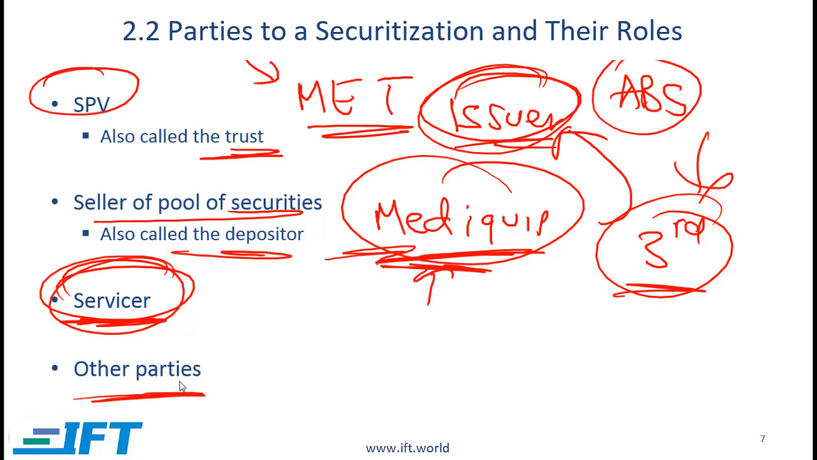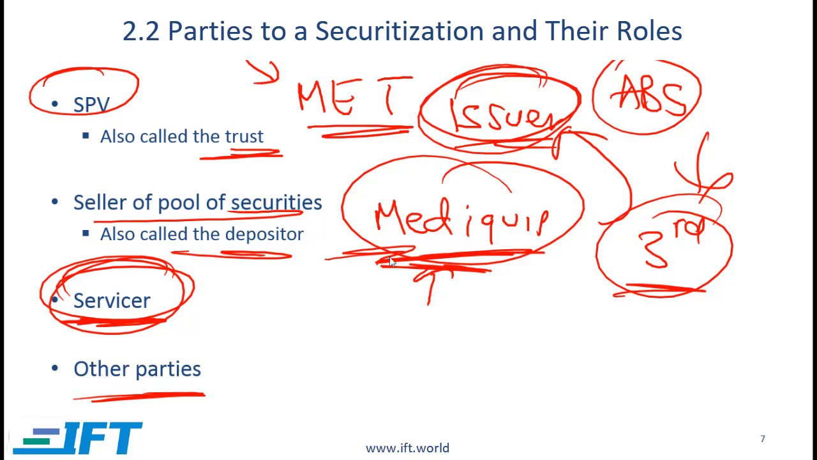There are several other parties that are involved in the securitization process. These other parties include independent accountants, lawyers, trustees, underwriters, rating agencies, and guarantors. And hopefully it is obvious why these other parties are needed. Clearly, several legal documents need to be created, because of which we have lawyers involved. There needs to be a credit rating associated with the bonds that are issued or the asset-backed securities that are issued. That's why we need rating agencies.